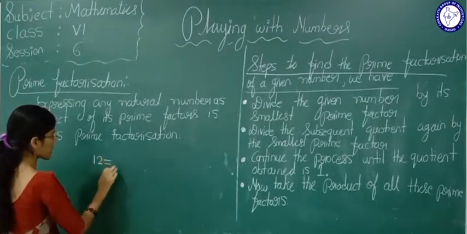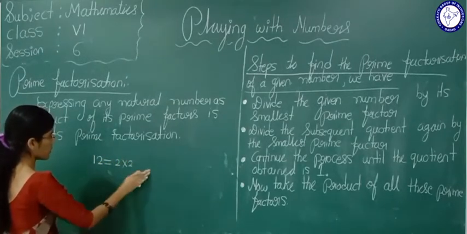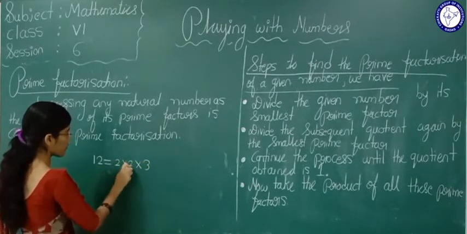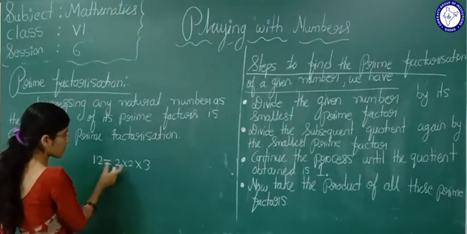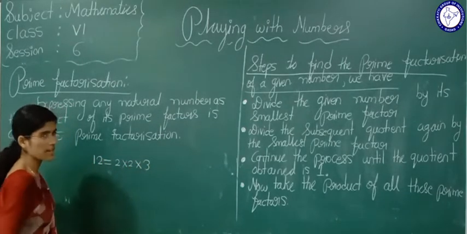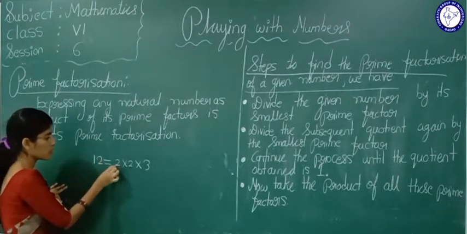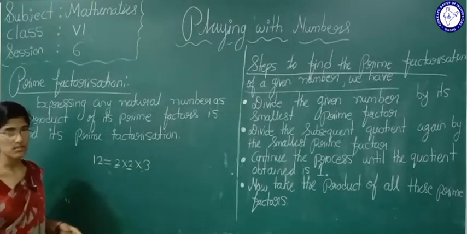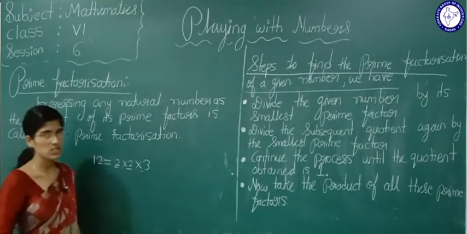So this 12 can be expressed as 2 multiplied by 2 multiplied by 3. 2 2s are 4. 4 3s are 12. Now see, this 12 is expressed as the product of its prime factors. This is nothing but a prime factorization. Given a number, we are going to write it as a product of its prime factors.